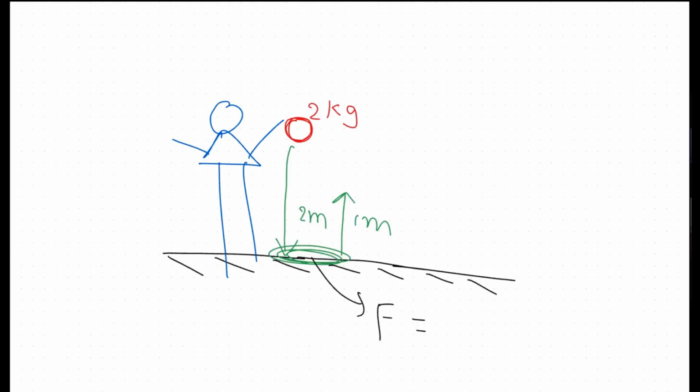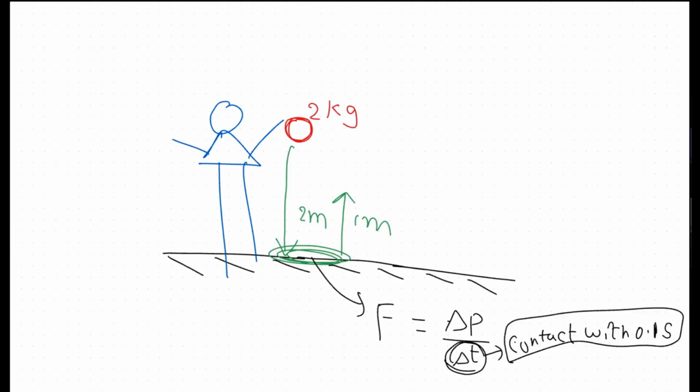So according to force, what is the formula? What is Newton's formula? Change in momentum by change in time. So you should know what this time is. This time is how much time it is in contact with the ground. It will be in contact with the ground, but not for a long time. Maybe 0.1 second, that's it. Very little time it will be in contact. 0.1 second or 0.01 seconds it will be in contact. First important thing is you calculate the change in momentum.